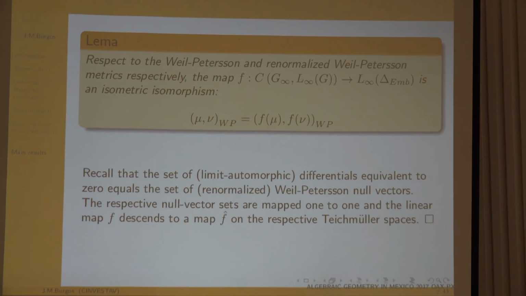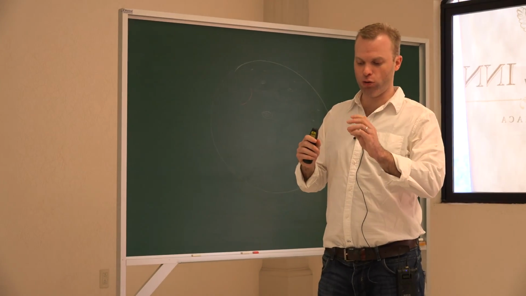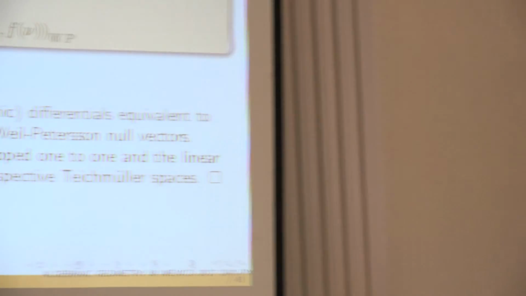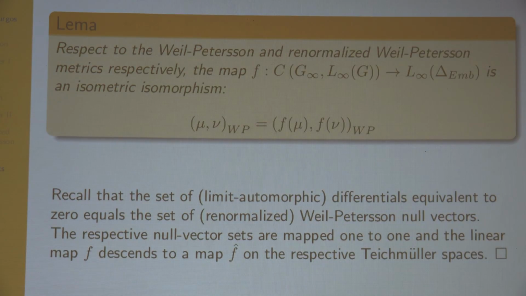Finally, recall that the set of limit automorphic differentials equivalent to 0 equals the set of renormalized Weil-Petersson null vectors. Actually, this is one of the motivations for defining the Weil-Petersson metric. It's a characterization of the differentials equivalent to 0 via geometry, via a metric. Because of the lemma, these null vectors are mapped one-to-one, so the map F descends to a map in the Teichmüller spaces. And that's the theorem.